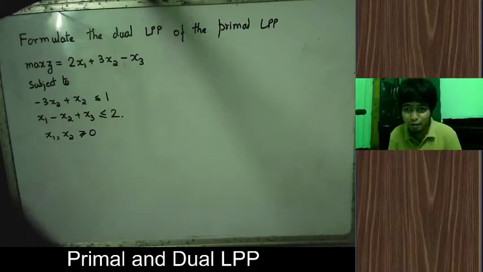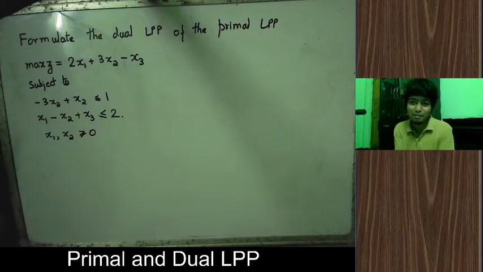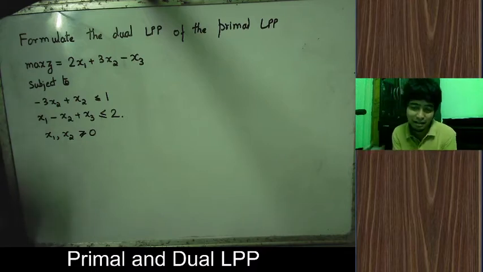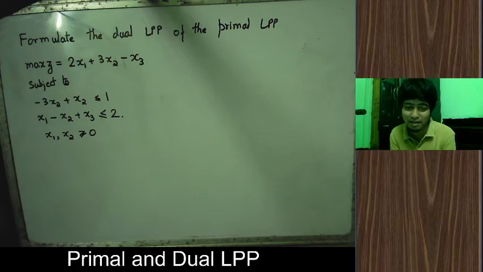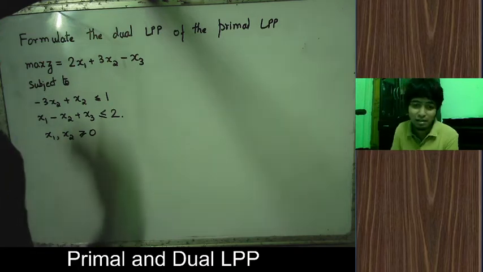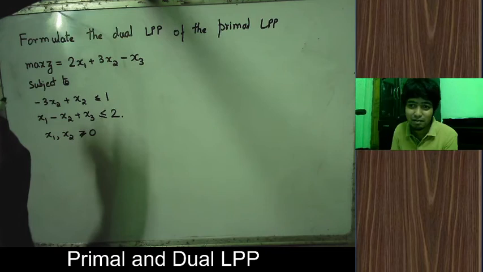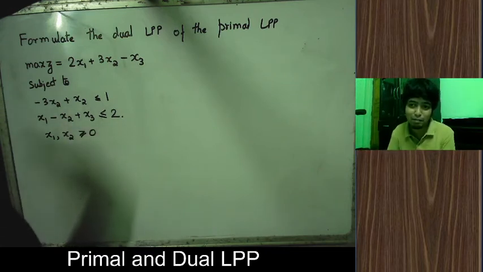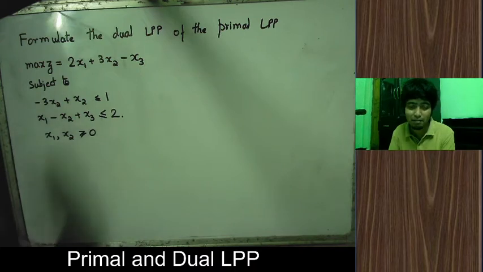Hello, so today we will be doing something about the primal and dual LPP. Always remember this one: given an LPP, you can always have another LPP associated with the given LPP. The given LPP is called the primal LPP, and the dual LPP we have to formulate based on the primal LPP, that is, based on the given LPP.